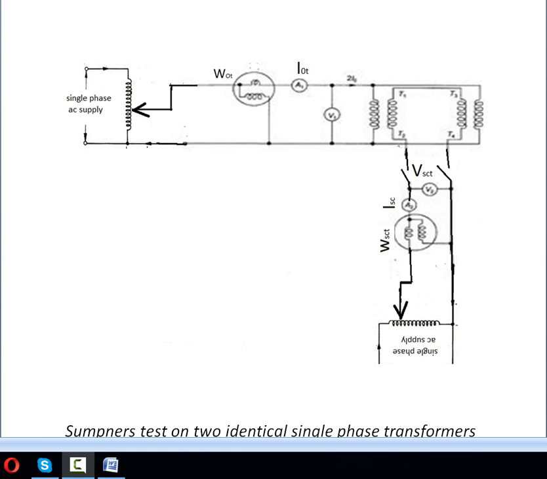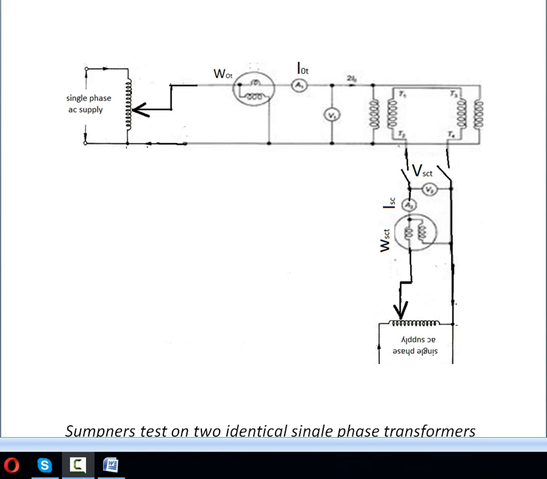Since both the transformers are identical in nature, if the voltmeter shows 0 reading, then we can say the secondary windings are connected in series and in phase opposition, which is desired.